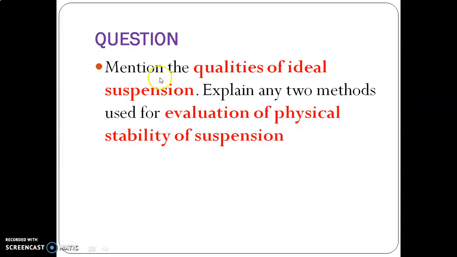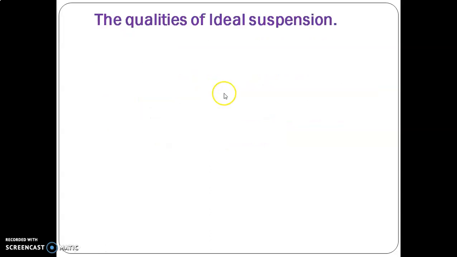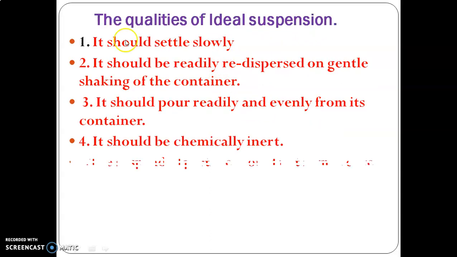Let us see what question was asked in the board exam: Mention the qualities of an ideal suspension and explain any two methods used for the evaluation of physical stability of suspension. Remember, there will be one question on the physical stability of the suspension, and you have to mention the ideal qualities. Let us see what are the qualities of an ideal suspension.